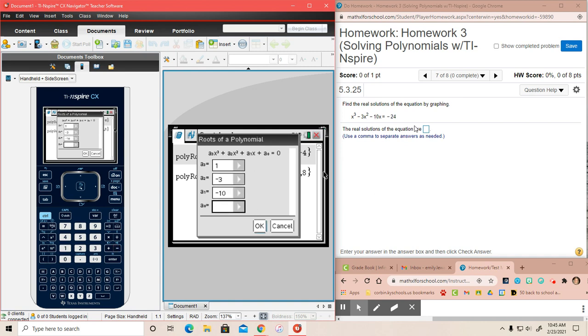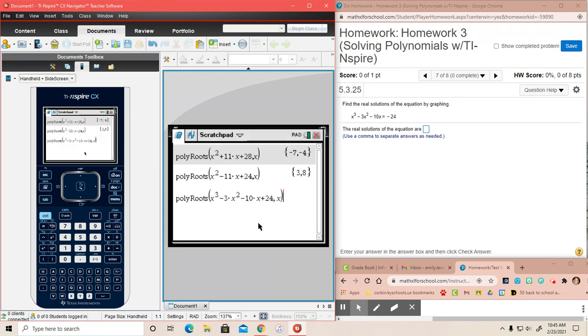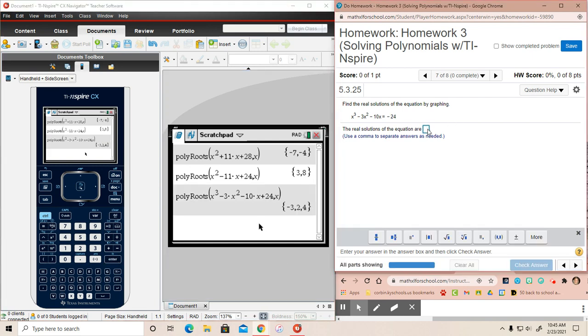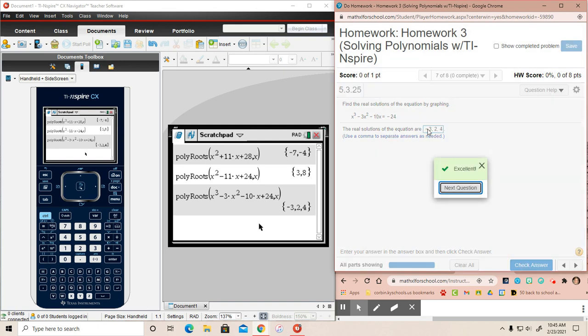Now, our constant is on the wrong side, so we have to move this 24 to the other side, so that'll be positive 24. And you hit enter. And so your real solutions are negative 3, 2, and 4. Okay, and so that's all you do.